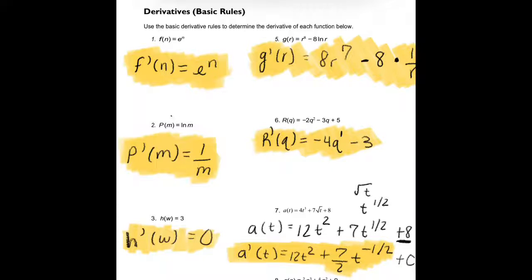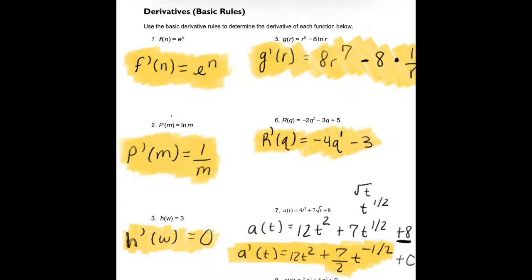Do q prime of p equals, so 2 divided by 3 times 3 is going to give us a 2. Now, we want to bring our exponent down, so we would be at 2, plus, again, 4 divided by 5 times 2 is 8/5 p, because we want to subtract 1 from our exponent.